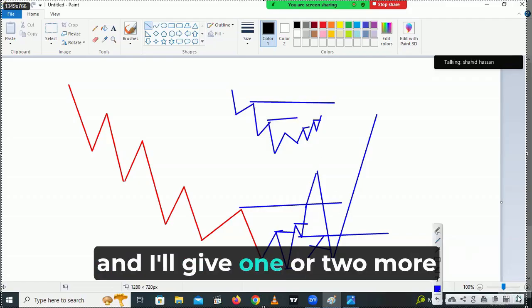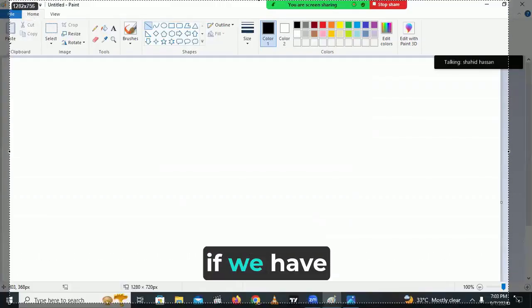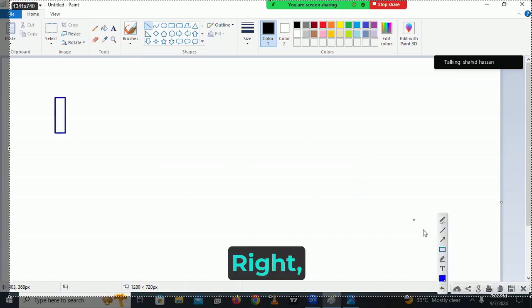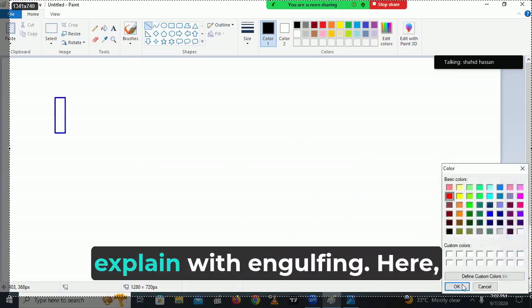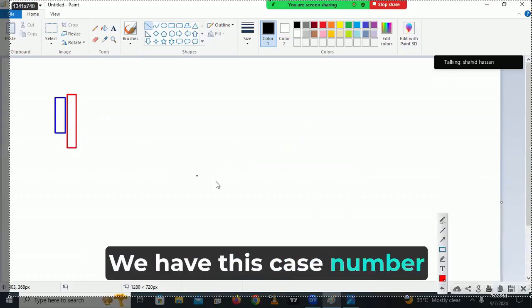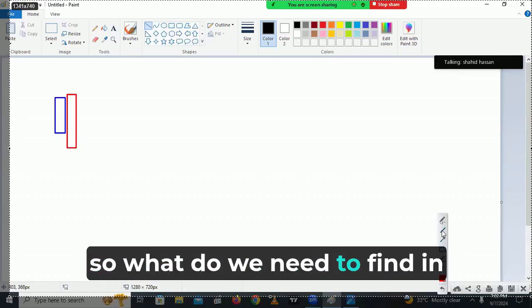All right, and I'll give one or two more examples of how you should take this structure. All right, if we have, right, I'll change its color now and explain with engulfing. Here, this engulfing has formed. We have this case number of engulfing. All right, we have this engulfing formed. So what do we need to find in engulfing?